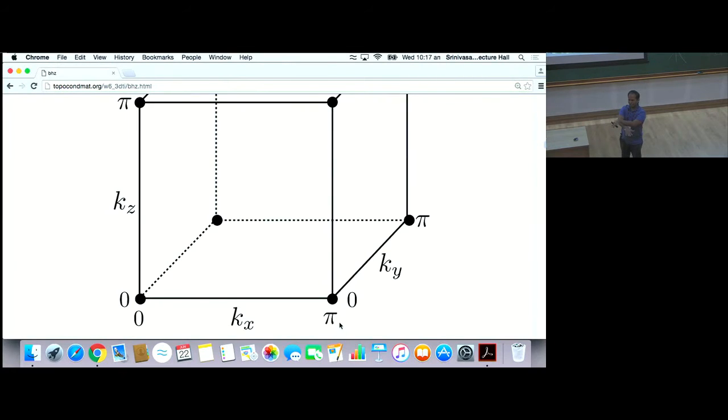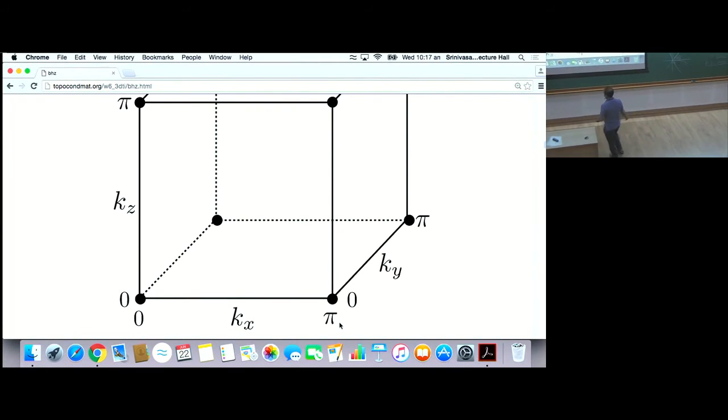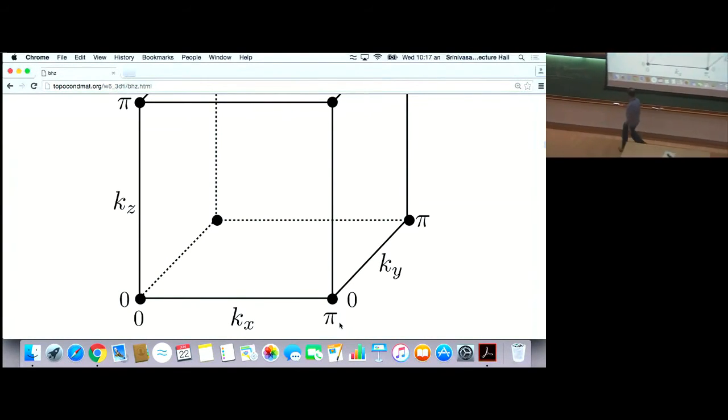That's why I made the statement that if you're looking at a surface perpendicular to the z direction, ky is a good quantum number, right? So it is telling me something about the surface band structure. And what it's telling me about the surface band structure, actually very specifically, is this.